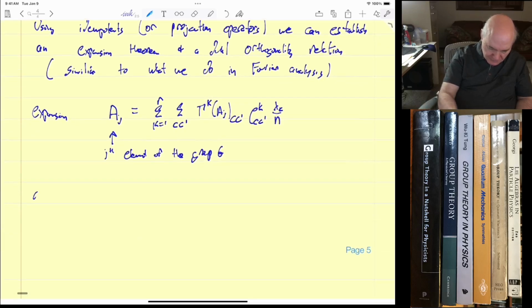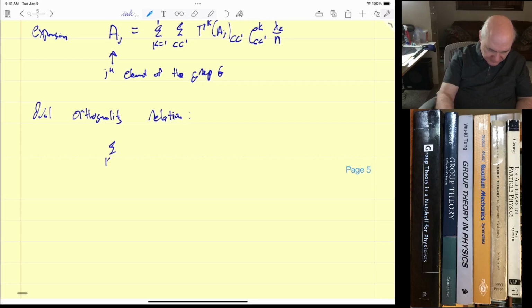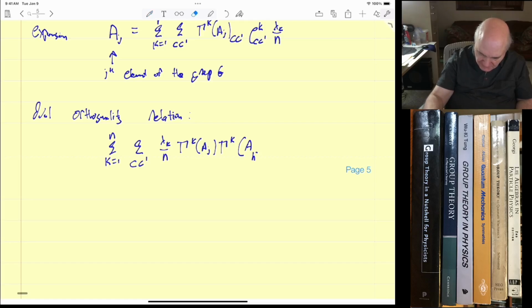And now we also have the dual orthogonality relation. I say dual because we've established an orthogonality relation before, but this one is essentially dual to that. The sum from K equal 1 to N, sum of CC prime, lambda k over n. What we're doing is essentially inverting this. Gamma k aj, gamma k h inverse. And this is equal to the Kronecker delta JH.